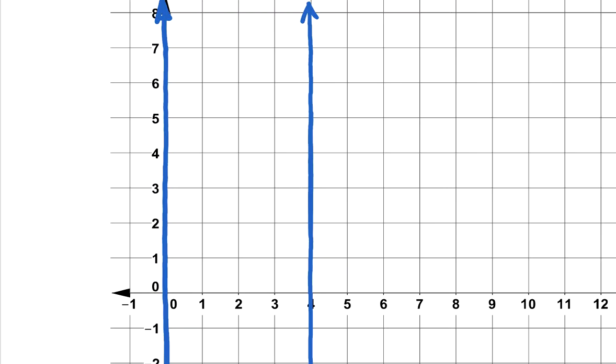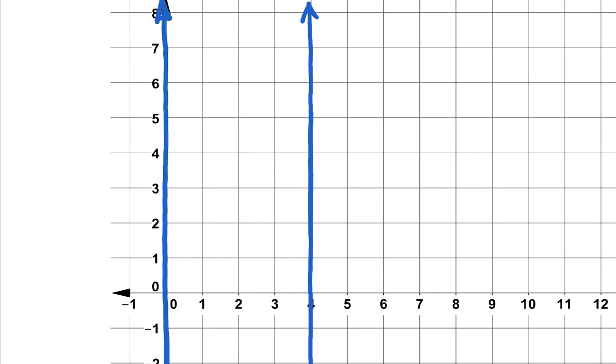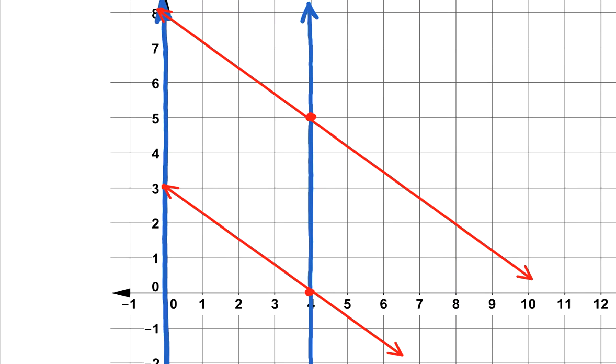Let me grab a different color for this one. I'll grab this red. Start at 8, and then it's going to go down 1, 2, 3 over 1, 2, 3, 4. Okay. And then starting at 3, I'm going to go down 1, 2, 3 over 1, 2, 3, 4. Great. I should draw the lines that go through those points. Okay, so with those lines in place, to me this is at least a parallelogram because I know that all vertical lines are parallel to other vertical lines.